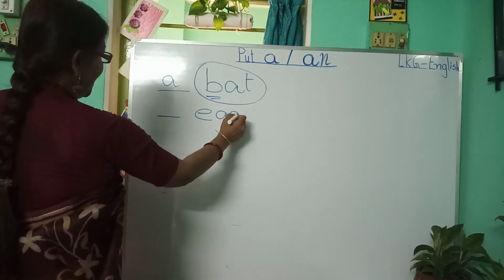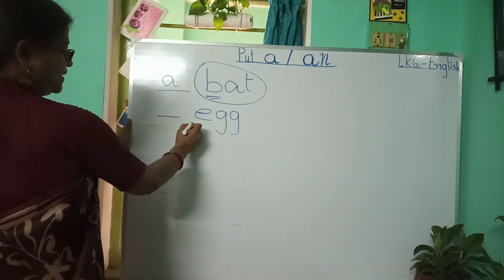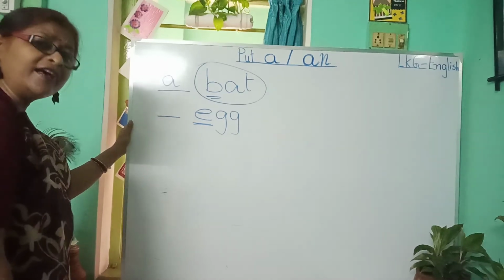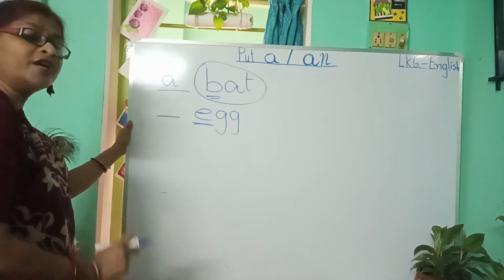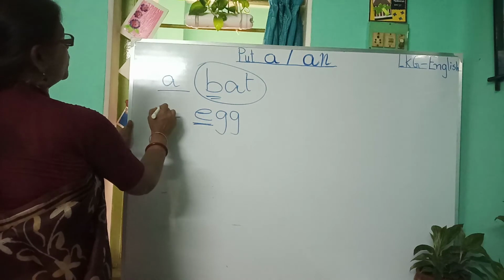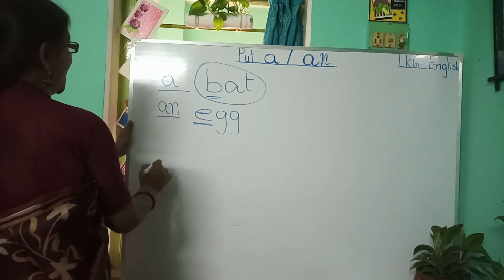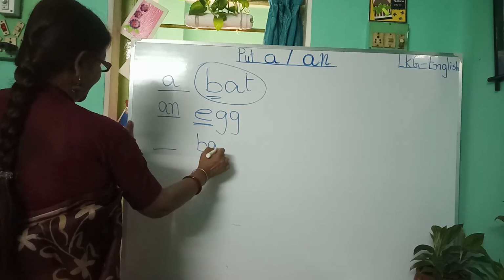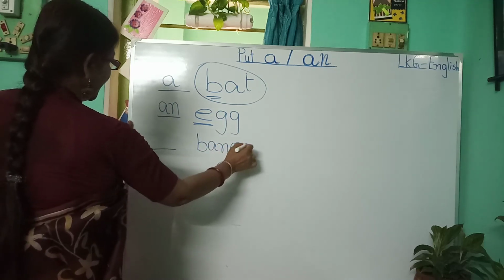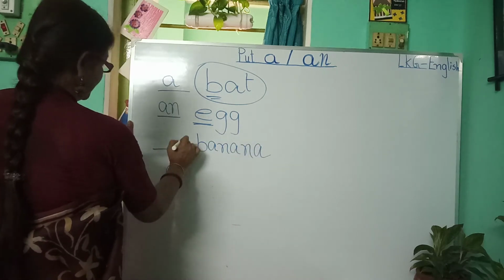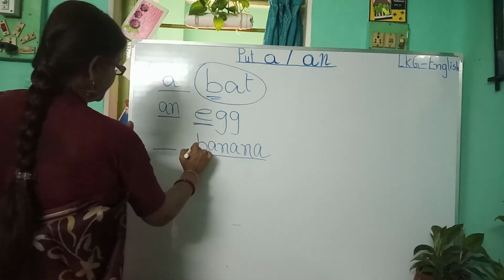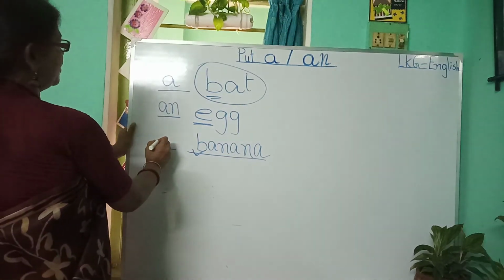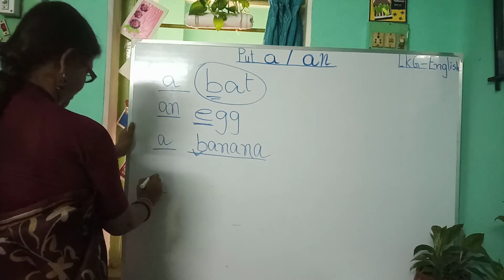E-double-G, egg. The starting letter is E. E is a vowel. A-E-I-O-U. E is a vowel. So I will put here A-N. Banana. B-A-N-A-N-A, banana. The starting letter of banana is B. B is a consonant. So I will put here a.